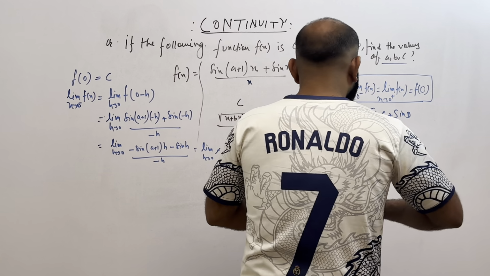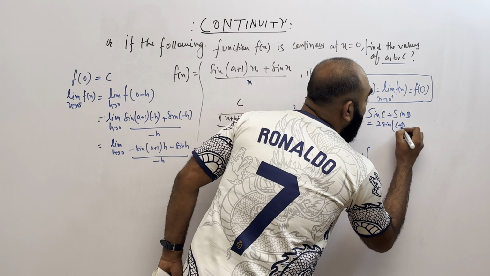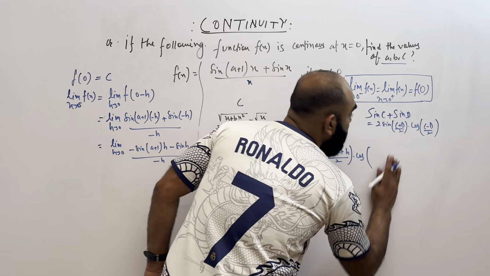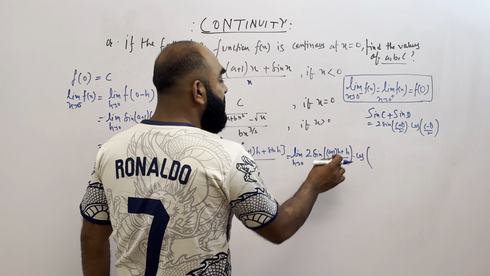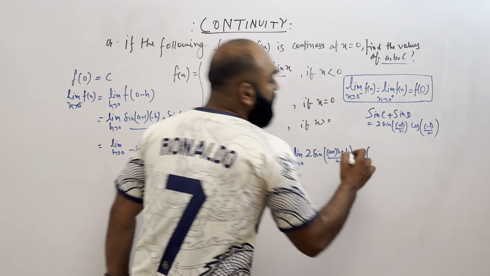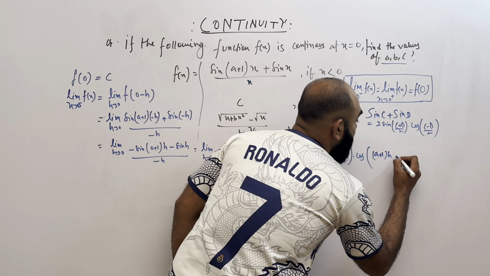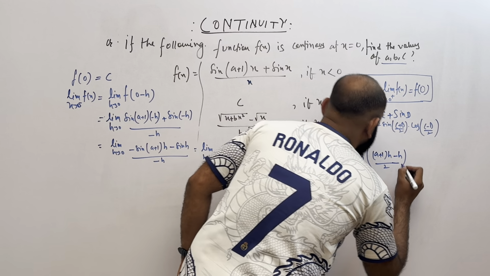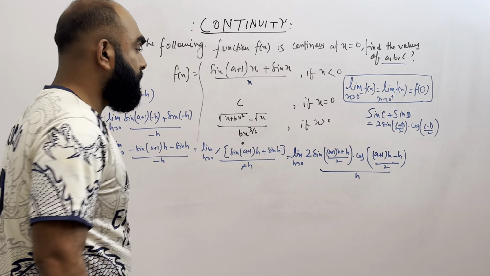So sin c plus sin d is 2 sin((c plus d)/2) into cos((c minus d)/2). Same thing here also. Here c is (a plus 1) into h and d is h. So sin((c plus d)/2) into cos of ((a plus 1) into h minus h)/2. Clear? Divided by h, the denominator h. Correct, sir.